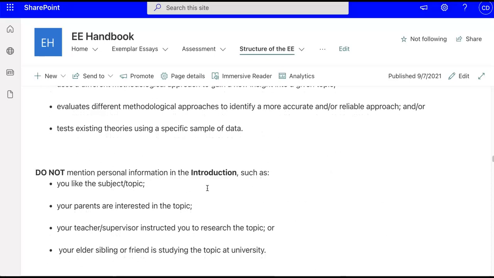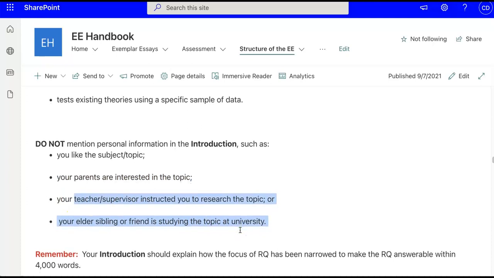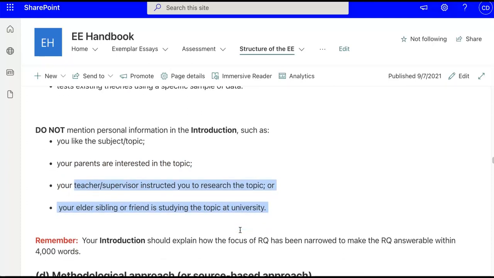Now, here's some information that you should not mention in the introduction. You like the subject, that's irrelevant. Your parents are into the topic, again irrelevant. All these are irrelevant points. Your introduction should explain why this research question is worth answering in an academic context. So, for example, maybe there's not been any research done on this topic. Maybe the research that has been done previously shows conflicting results.